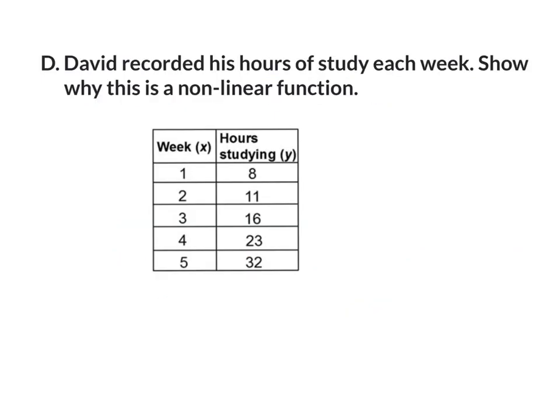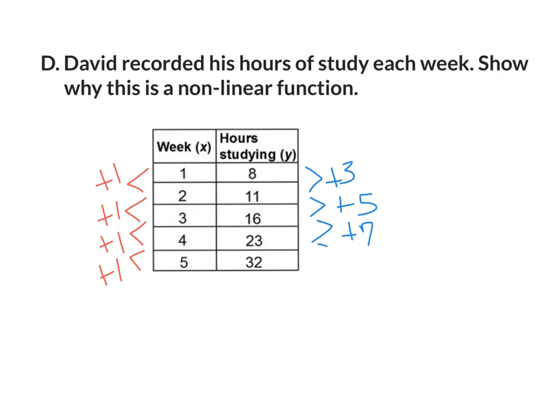Example D. David recorded his hours of study each week. Show why this is a nonlinear function. Let's look at the first column, which are the x's. So from 1 to 2, I'm adding 1. From 2 to 3, I'm adding 1. From 3 to 4, I'm adding 1. From 4 to 5, I'm adding 1. So far, the x's change at the same rate. Now let's look at the y's. From 8 to 11, I'm adding 3. From 11 to 16, I'm adding 5. From 16 to 23, I'm adding 7. From 23 to 32, I'm adding 9. These are not changing at the same rate.